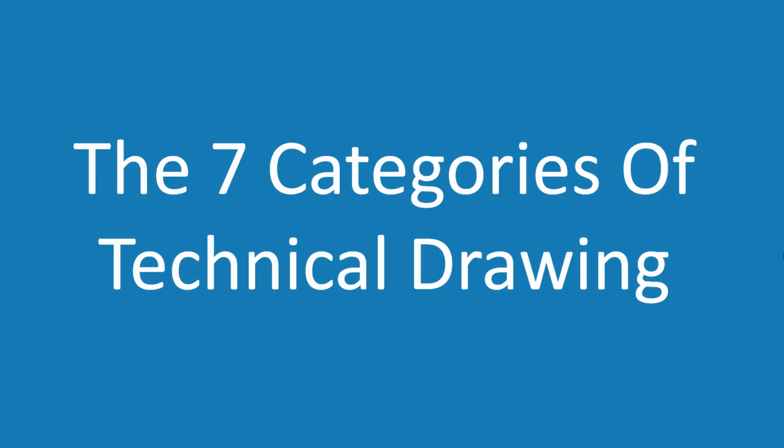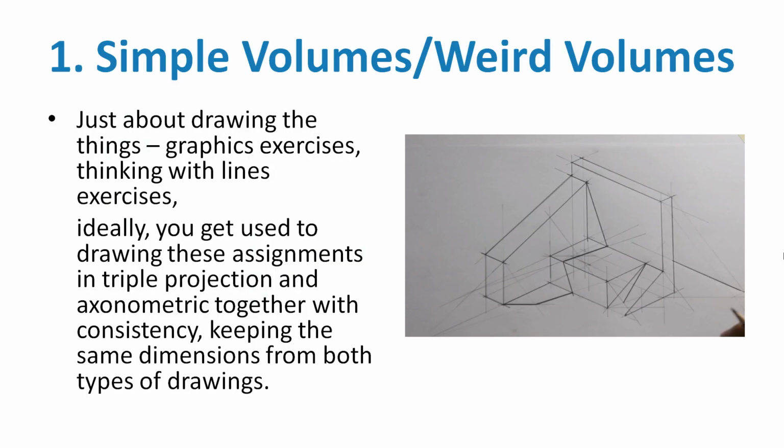Okay, let's talk about the 7 categories of technical drawing. So, number 1, simple volumes, weird volumes, okay? So basically you'll just draw stuff that looks weird, okay? Different planes, different elements that leave cast shadows, or they don't, etc. You just need to get used to drawing them. There's no problem solving involved.